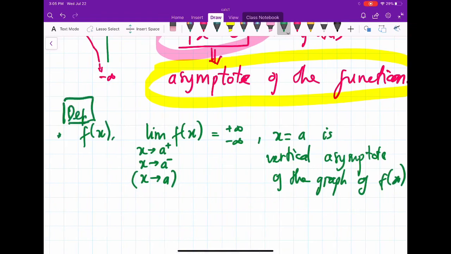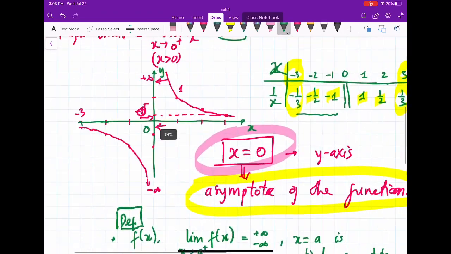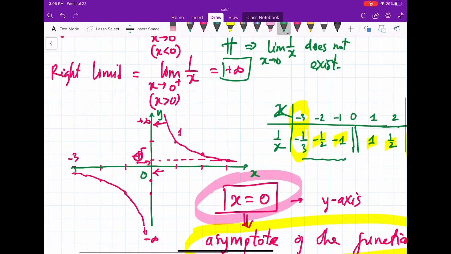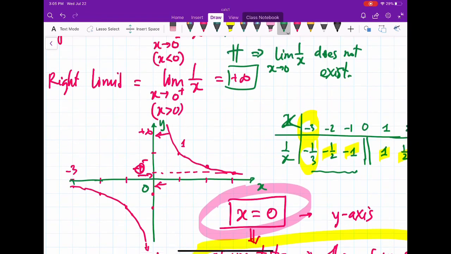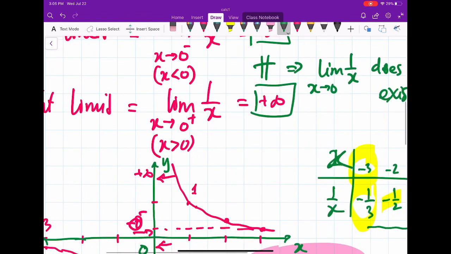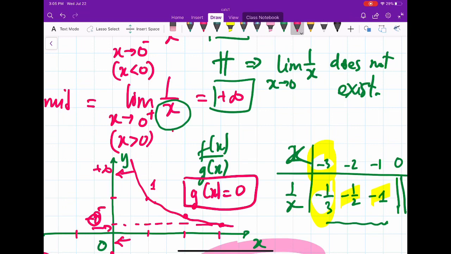So this is the definition of a vertical asymptote. That means in order to find vertical asymptotes, we need to find points where the function has a limit or one-sided limit equal to infinity, right? And of course, such points should be found from where? From the denominator. So if your function does not have the form f of x divided by g of x, there's no way, right? But you may find such points by putting g of x equal to 0. That's what we did right here. We put x equal to 0.